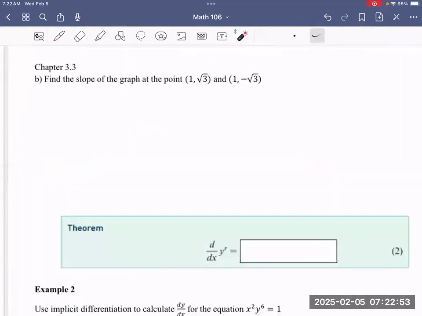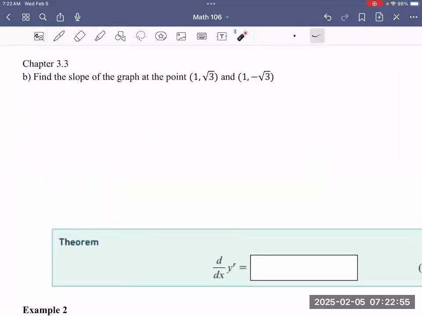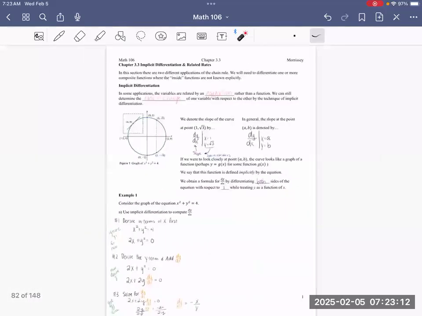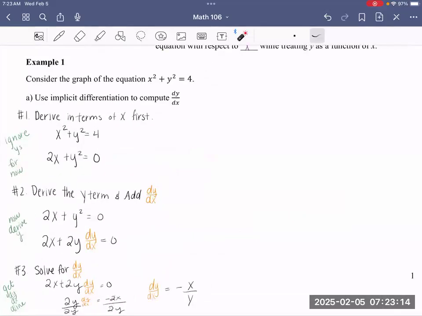Let's see what else we have. So now it says with B, a continuation from our previous one. It says find the slope of the graph at the point 1, root 3 and 1, negative root 3. So for us, we're just extending on from what we have. We now have your derivative right here. dy dx is equal to negative xy.